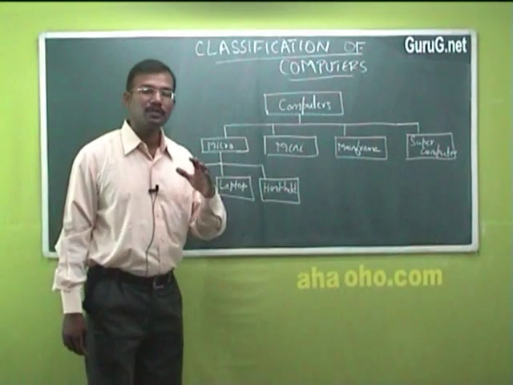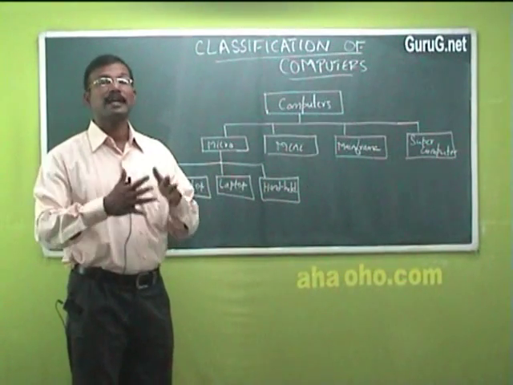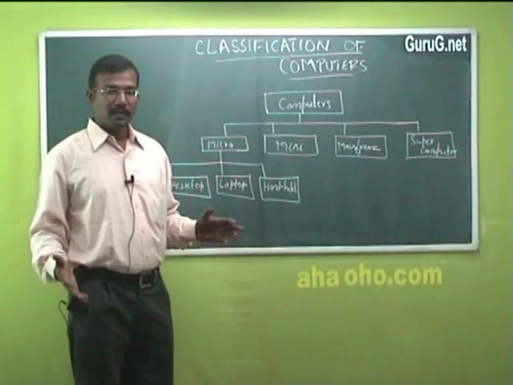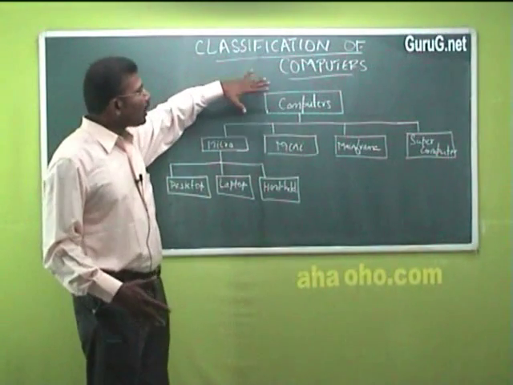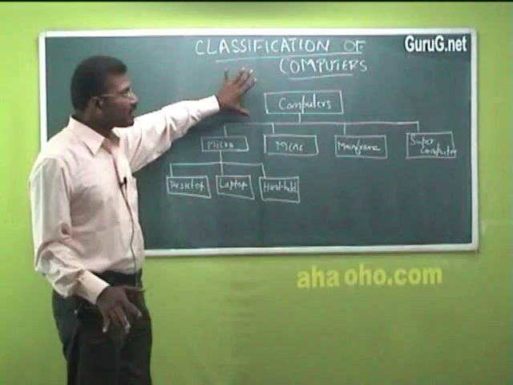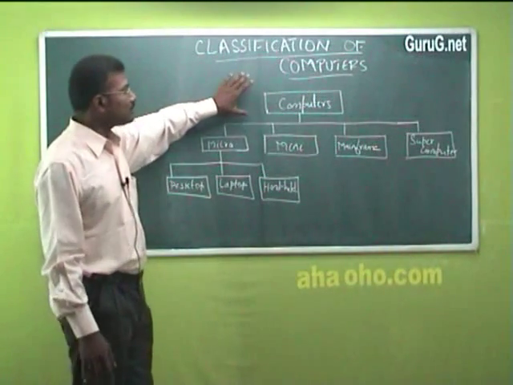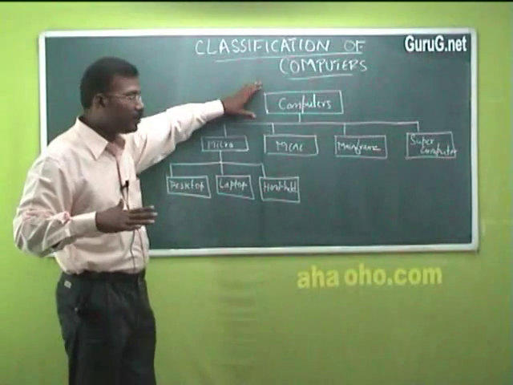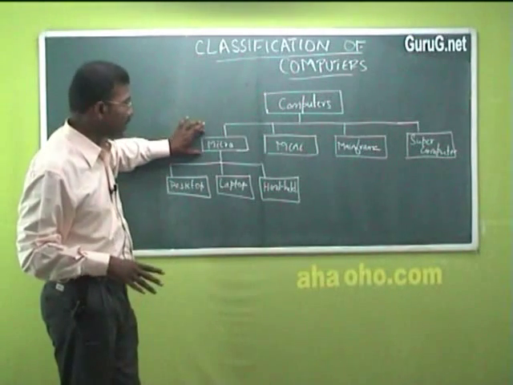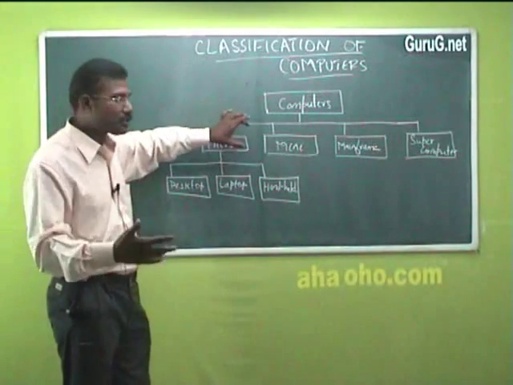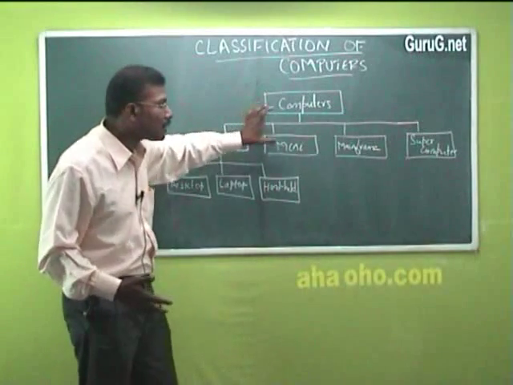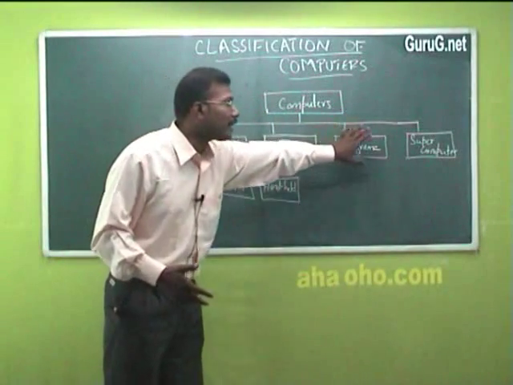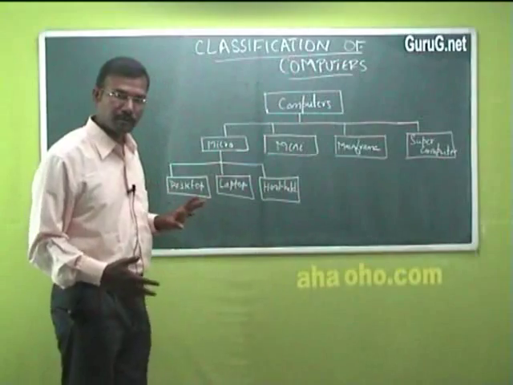Now we are going to see how computers are classified. So this is a classification of computers. You can see the computer is majorly classified into four: one is microcomputer, next one is minicomputer, the third one is mainframe computer, and the last one is supercomputer.